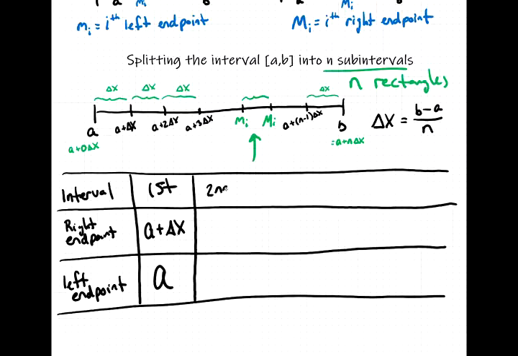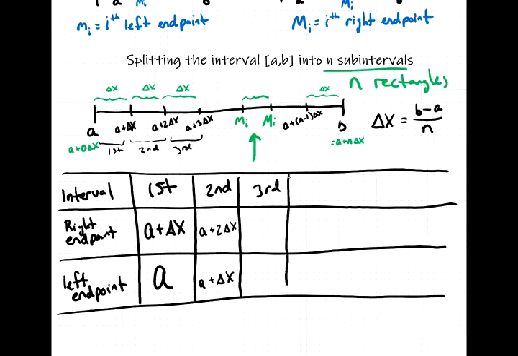And the second subinterval, looking above, so this is the second subinterval. This would be the third subinterval, and so on. This is the first one. So the left endpoint of the second subinterval, according to that number line up there, is a plus delta x, and the right endpoint is a plus 2 delta x, and the third is a plus 2 delta x up to a plus 3 delta x.